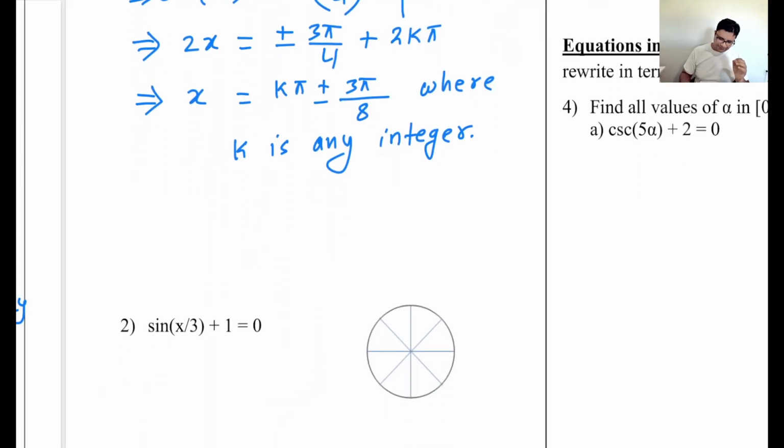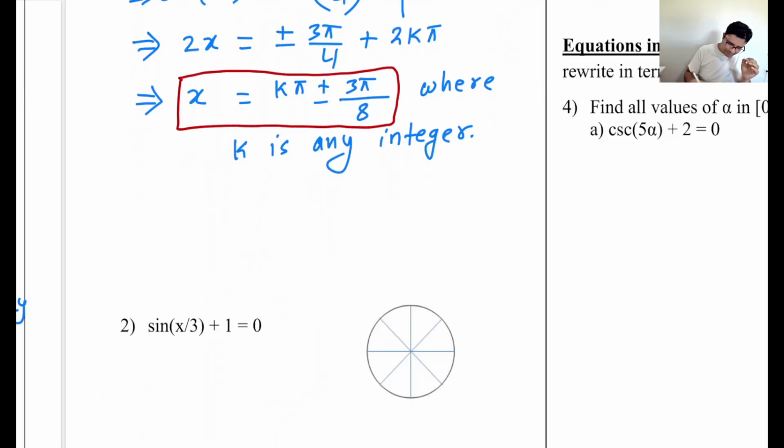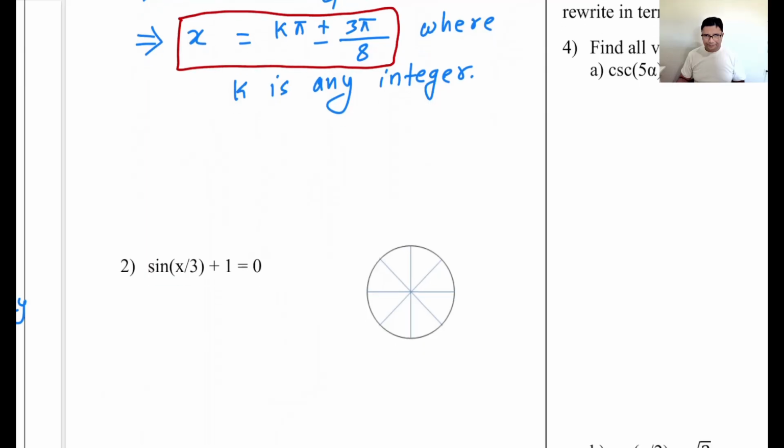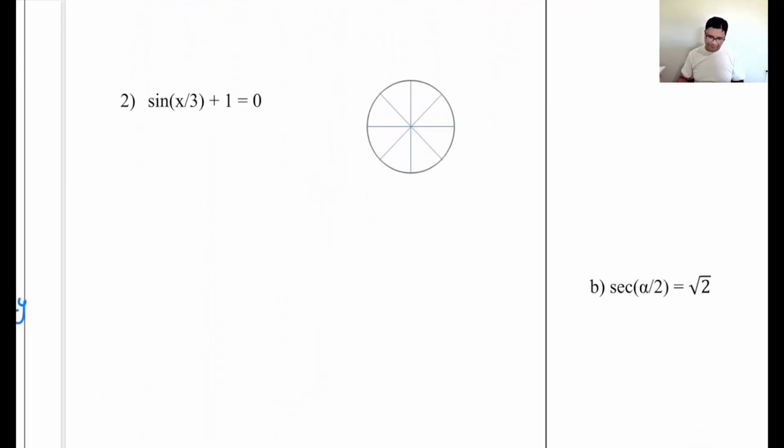All real solutions. You can always go ahead and give it a try. Sin x over 3 plus 1 equals 0. So I will say sine x over 3 equals -1. Okay. Then you look at the unit circle.